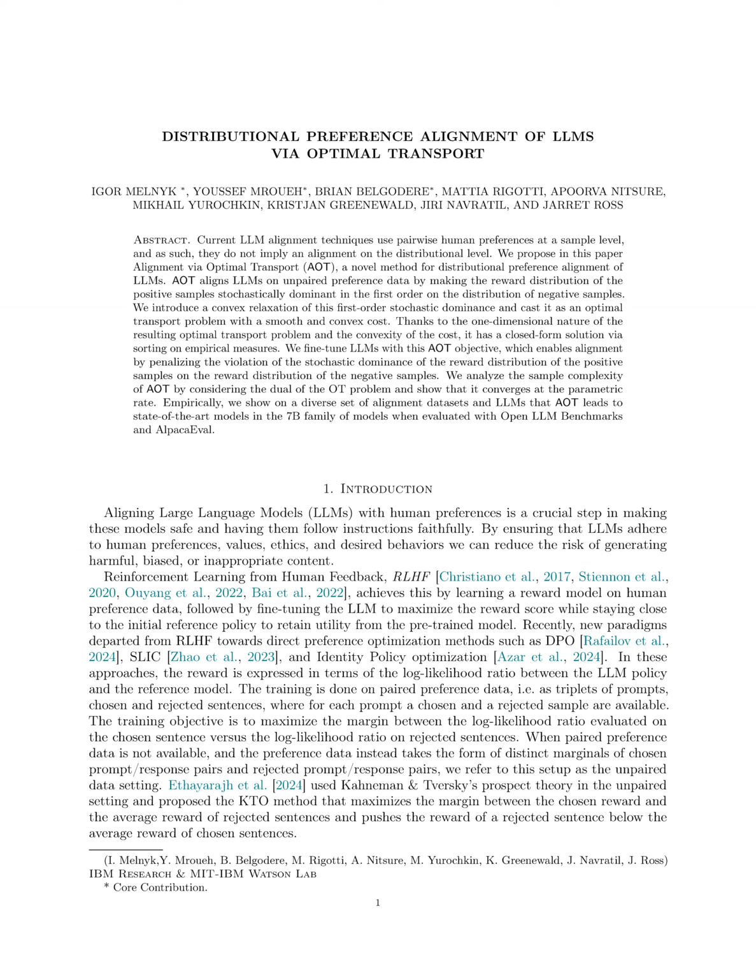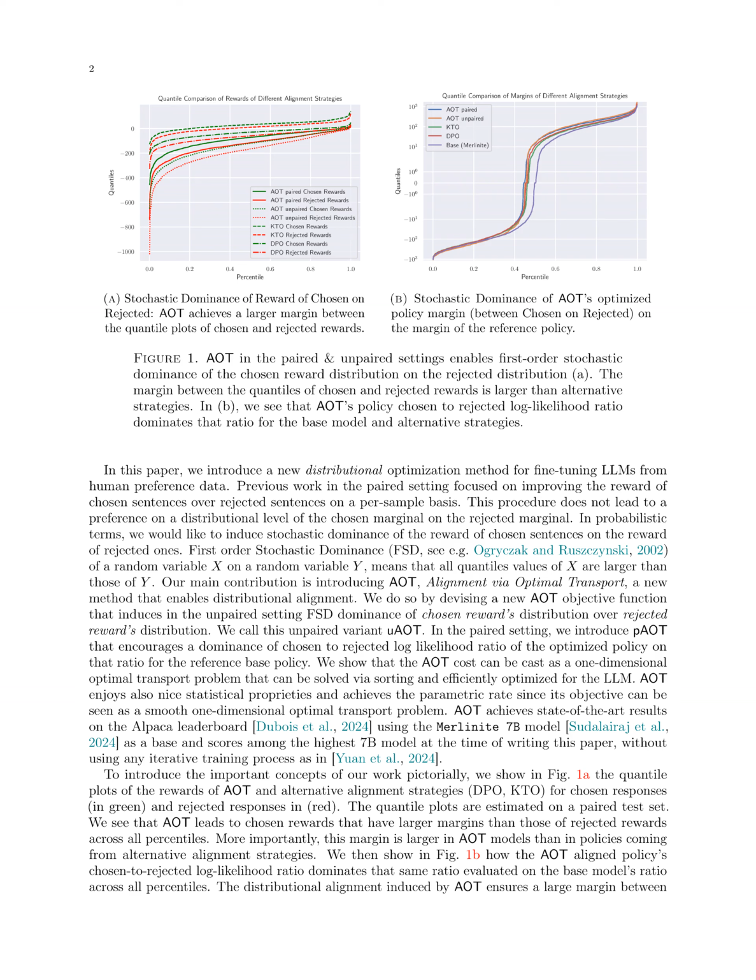AOT addresses the challenge of ensuring that LLMs follow human preferences, values, ethics, and desired behaviors to reduce the risk of generating harmful, biased, or inappropriate content. By devising a new objective function that encourages dominance of chosen rewards over rejected rewards, AOT enables distributional alignment in both paired and unpaired settings, providing a novel solution to the critical issue of aligning LLMs with human preferences effectively and accurately. How does the proposed method work, and can you illustrate it step by step?